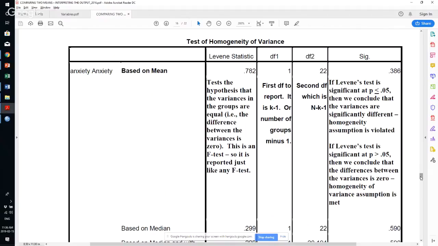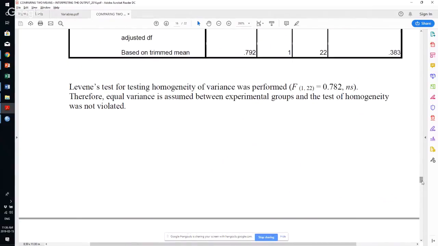Now I look at this. Levene's test. Okay, it's not significant. If it is significant, then the variances are different and homogeneity of variance is violated. If it's not, we're good to go. You don't freak out about it. So I tell my reader now, Levene's test for homogeneity of variance was performed.